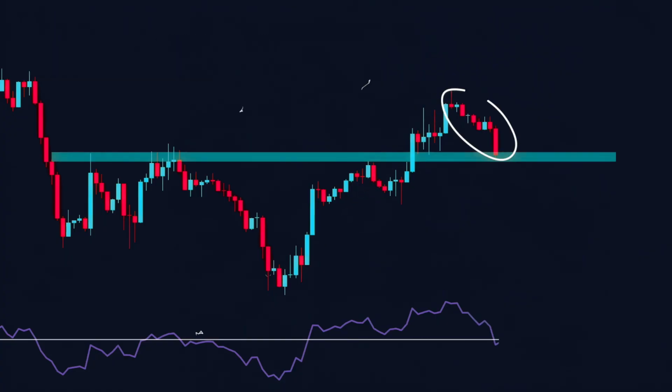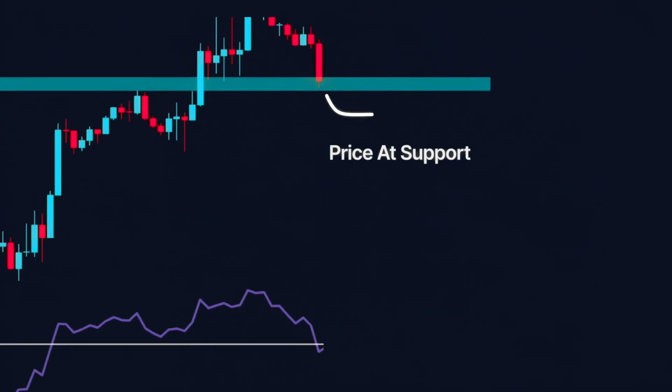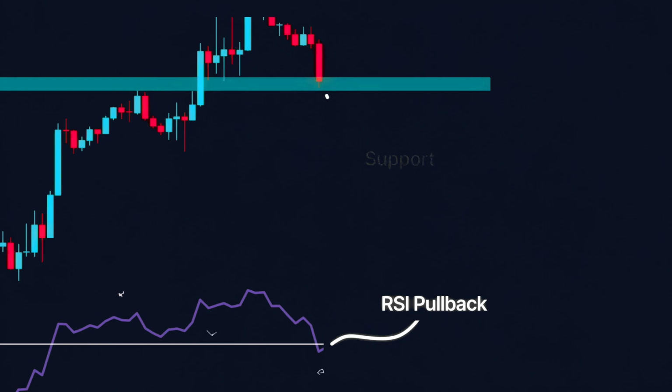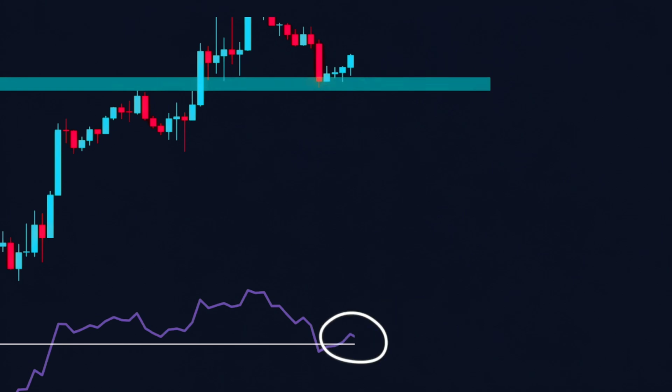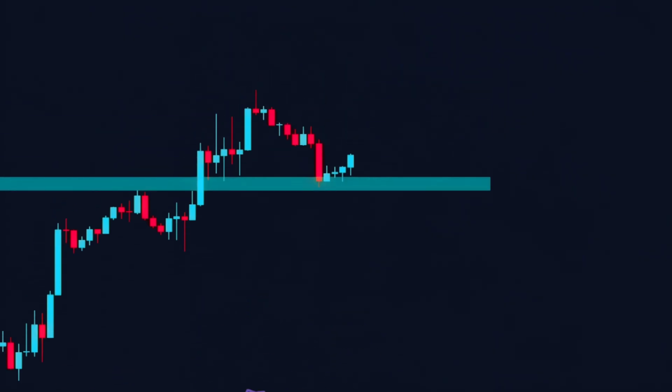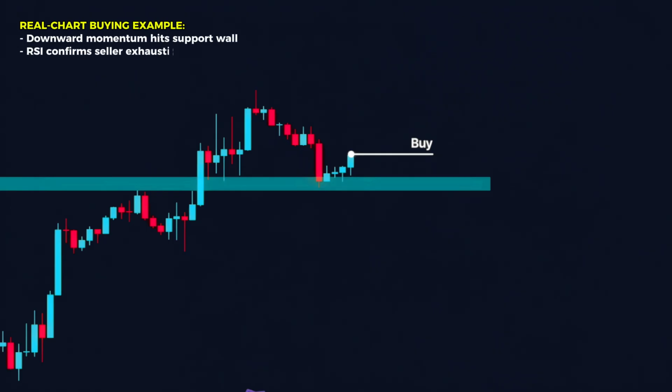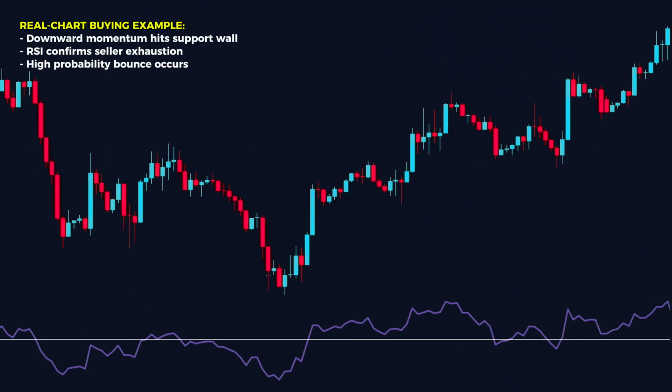Let's look at an example on this chart. The price is dropping toward our horizontal support floor. As it hits the floor, we check the RSI. The RSI line has dipped below 30, confirming that the downward sellers are exhausted and have run out of speed at the exact same moment they hit our brick wall. This represents a very high probability buying opportunity. By waiting for both the floor and the speedometer to align, you filter out nearly 80% of false RSI signals.